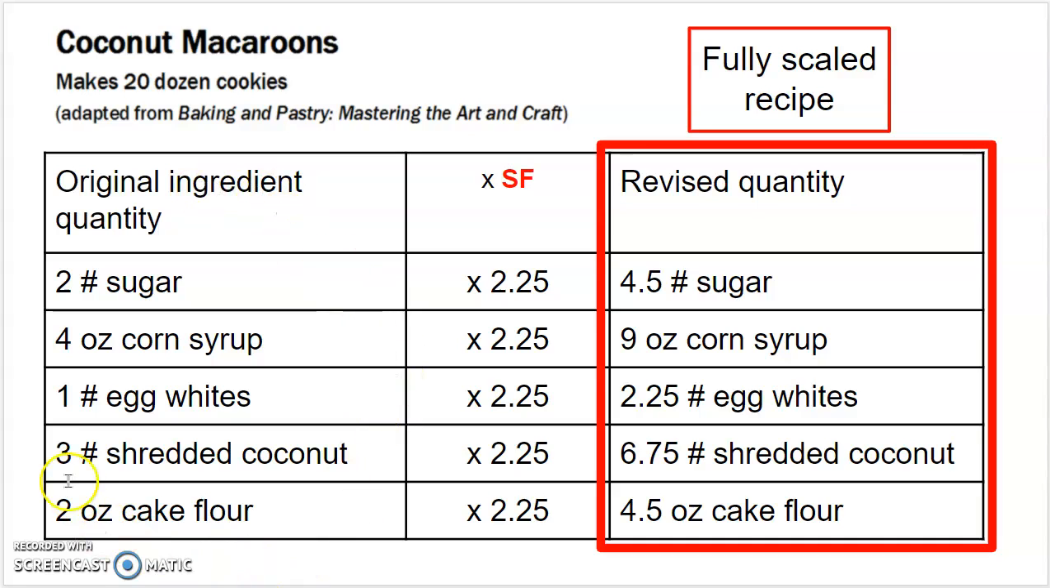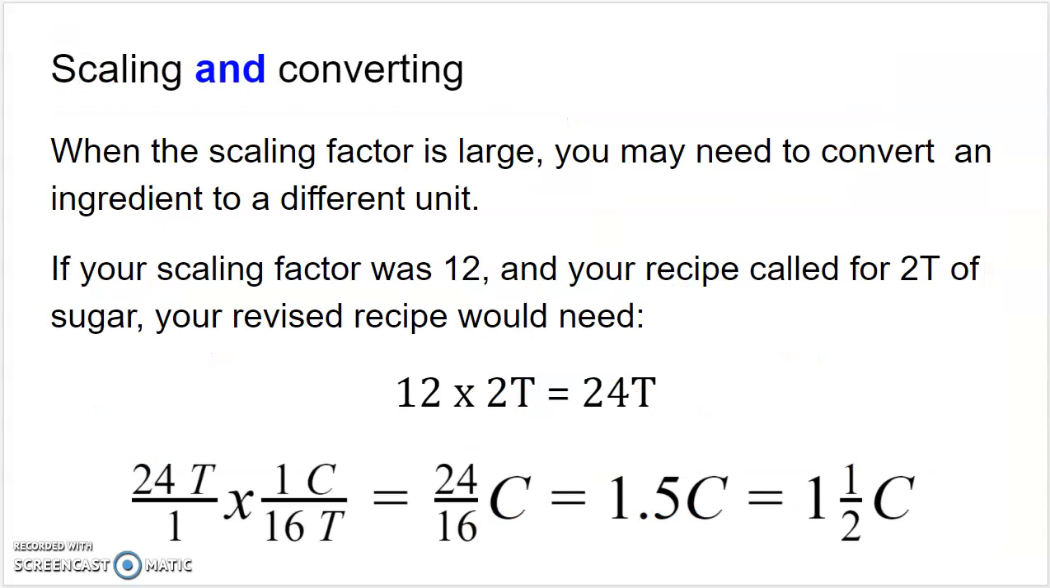So we took our original recipe over here, scaled it up. So this is our recipe that'll make 540 cookies. One thing to keep in mind is that sometimes you have to scale and convert. There's various reasons you might do that.